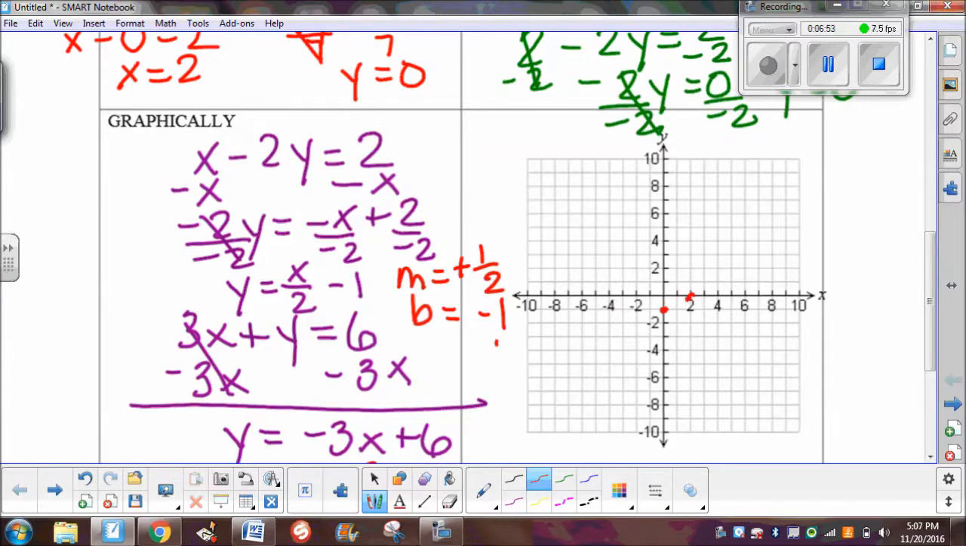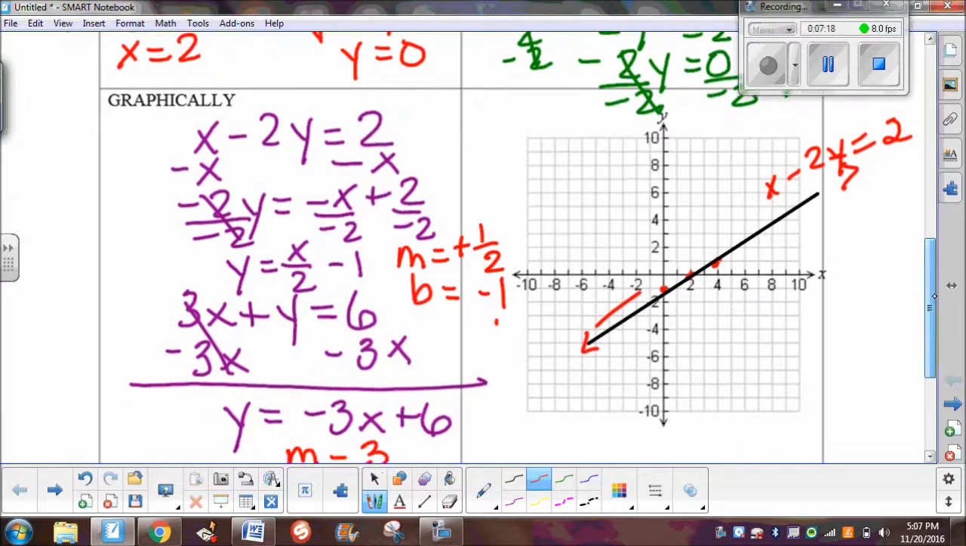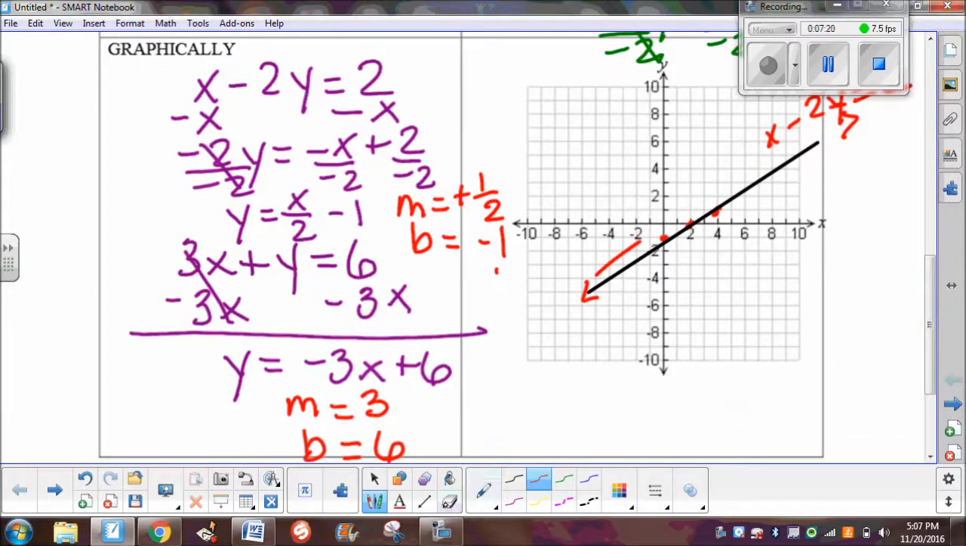I rise up 1 and I run 2, and I grab my straight edge to make sure that this is nice and accurate. And I'm going to put arrows on it, and I'm going to label it with the original. And now I'm going to go and graph my second one. So my y-intercept, where I begin on that one, I'm going to begin up at 6.